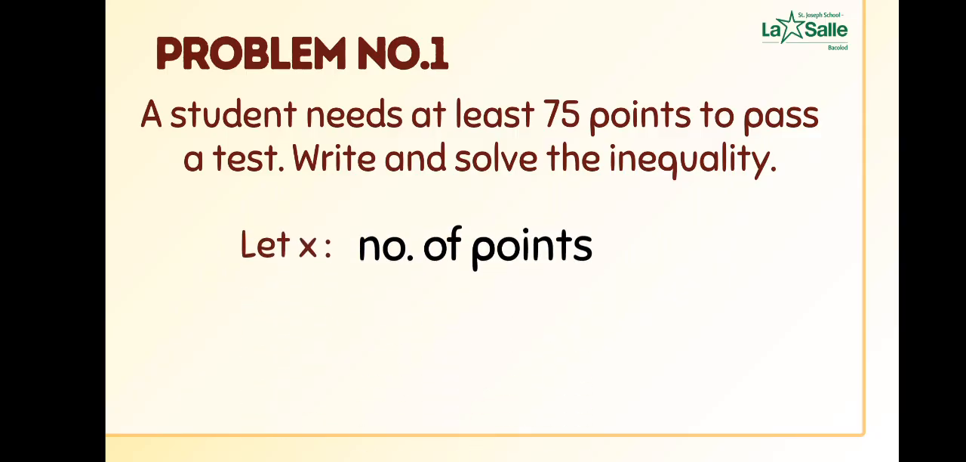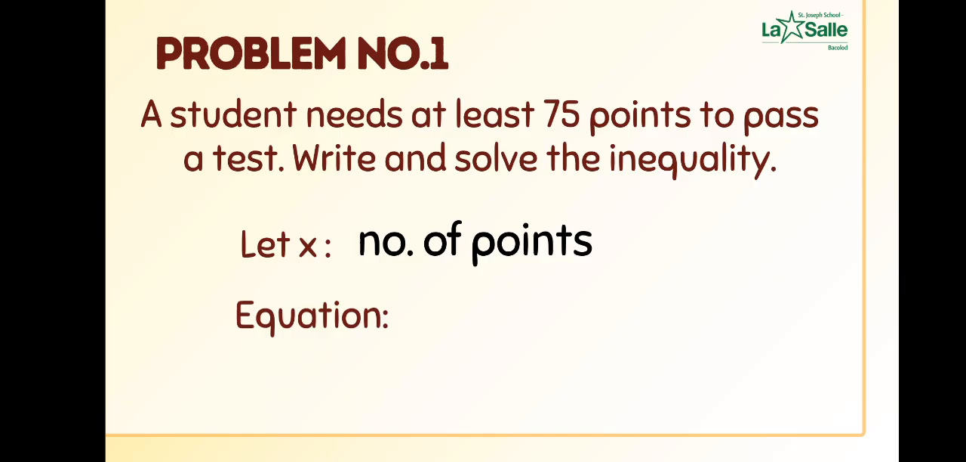So let x be equal to the number of points. And for the inequality, we write x is greater than or equal to 75. Take note of the words at least 75. So it means your minimum value is 75. So any number higher than 75 is actually part of the solution.